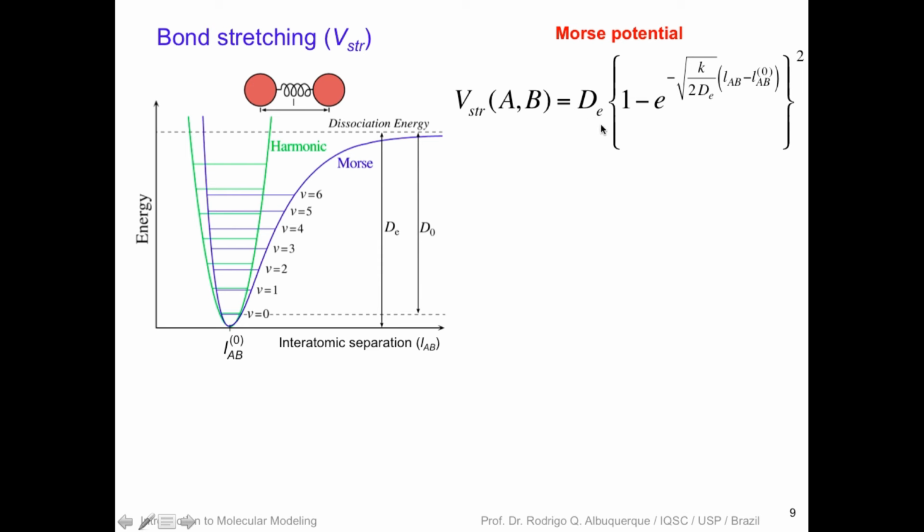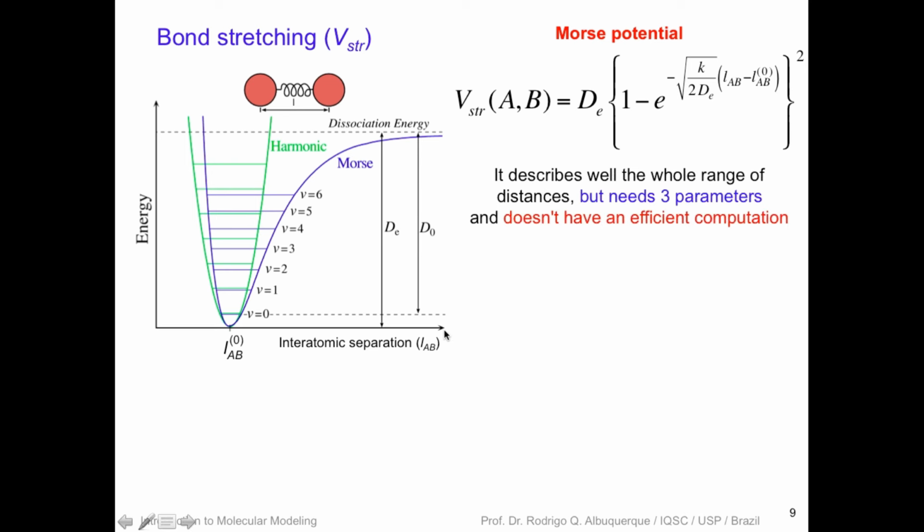We have the depth of the well, dE, shown here, the force constant between the two atoms, and the reference bond distance, this L0, which is shown here. So this is very close to the experimental equilibrium bond distance.